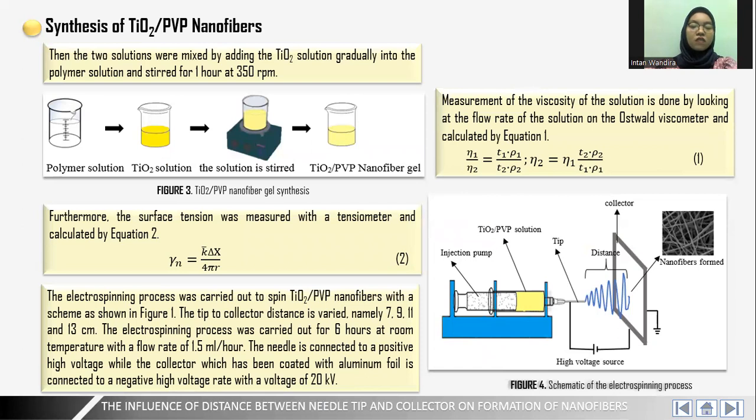After measuring the viscosity and surface tension, next to do electrospinning process, we can see in figure 4. The figure 4 shows schematic of the electrospinning process. In this process, we vary distance between tip here and collector, namely 7, 9, 11, and 13 centimeters.